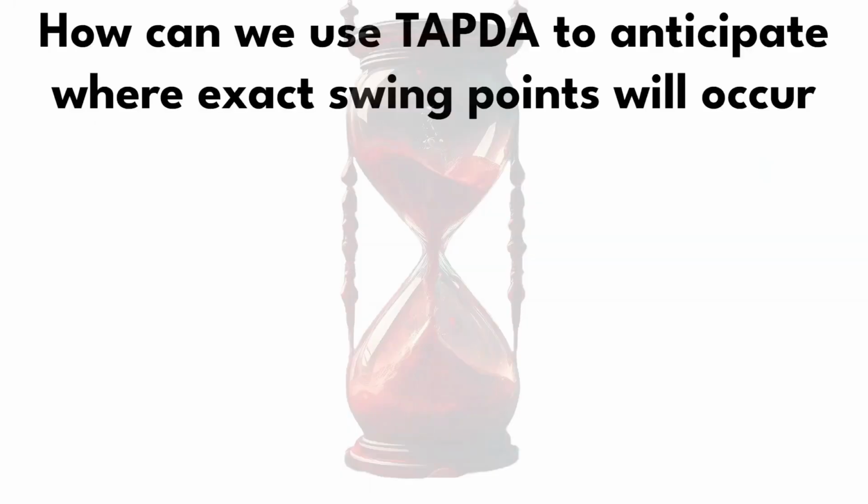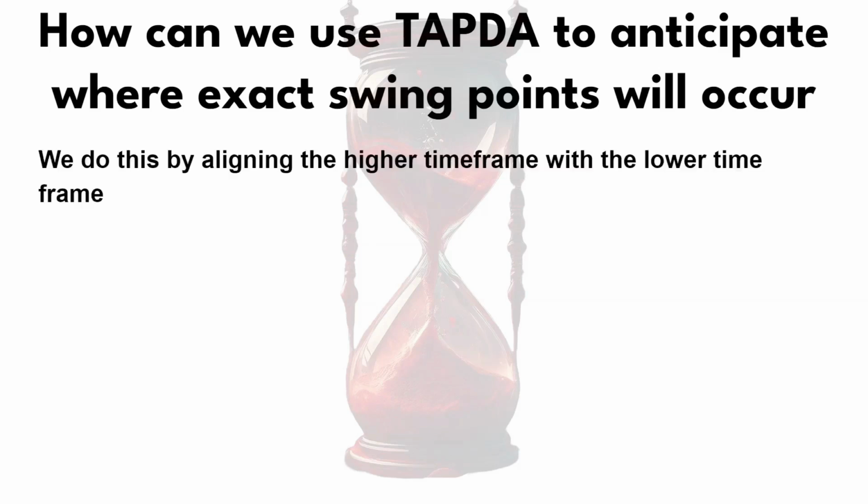So how can we use TAPDA to anticipate where exact swing points will occur? Well, we can do this by aligning the higher time frame with the lower time frame. And you might be like, okay, well, what does this mean? I'm pretty intrigued. Well, this is what I'm going to be talking you through.